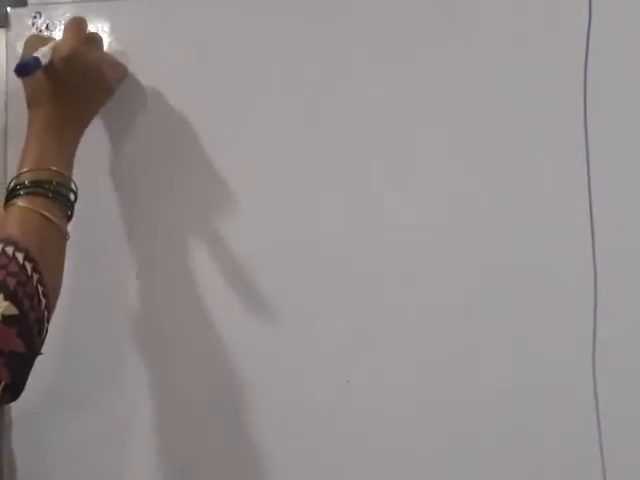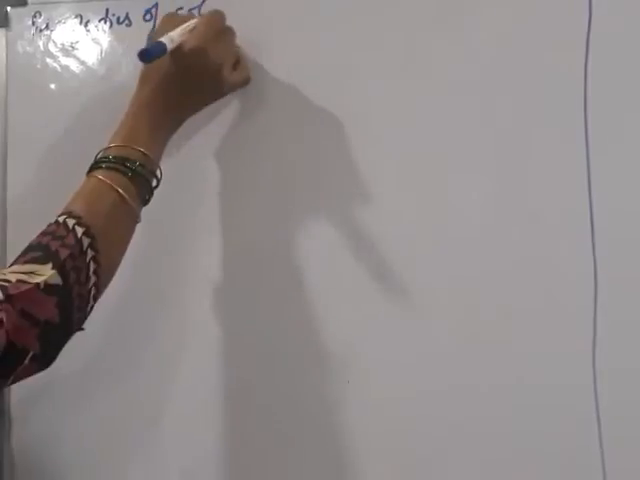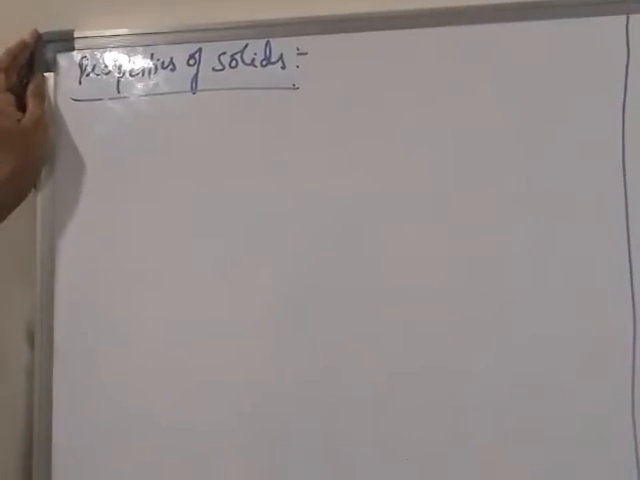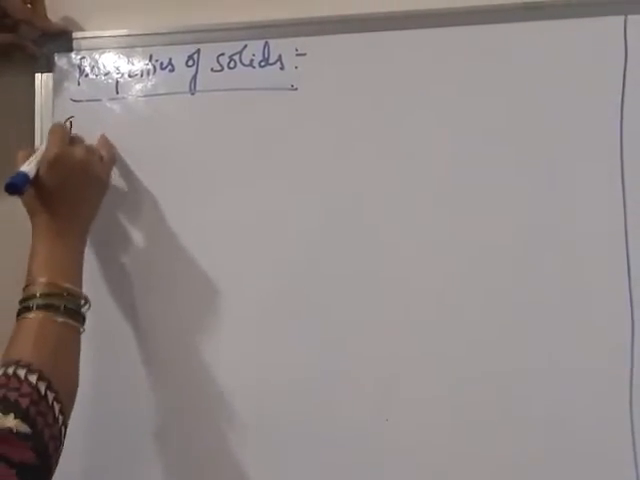Next topic, properties of solids. Regarding properties of solids, first is electrical properties, followed by magnetic properties. So, first coming to electrical properties of solids.